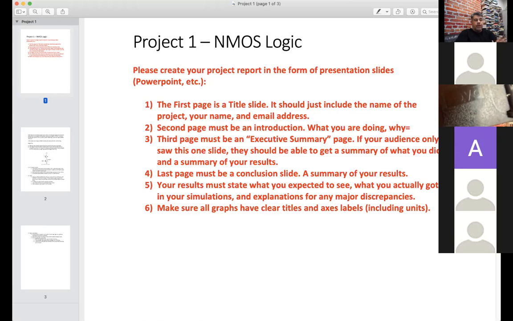Okay. And then finally, remember, this is a pet peeve of mine. It's just non-scientific to not have axis titles, axis labels, and units for the axes.